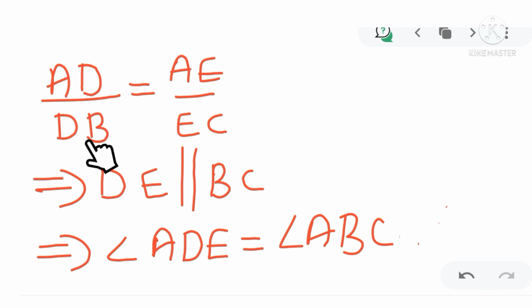Then AD by DB equals AE by EC. Since AD is equal to AE and DB equal to EC, AD by DB equals AE by EC. From the converse of the basic proportionality theorem, we can say that DE is parallel to BC, that is angle ADE equals angle ABC. In that figure, since DE is parallel to BC, angle ADE and angle ABC are equal.